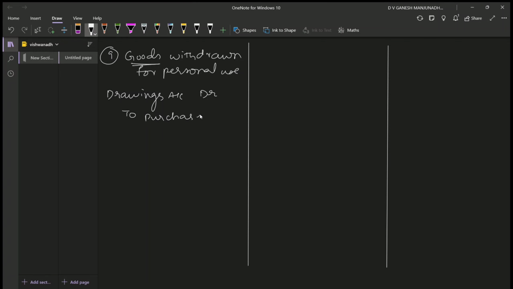When it is given as cash withdrawn for personal use, then we are going to write the entry drawings account debtor to cash. When it is withdrawn from the bank, we are going to write the entry drawings account debtor to bank. As we are withdrawing the goods, we are going to write the entry drawings account debtor to purchases. Okay, this is what: drawings account debtor to purchases account. So what would be the situation when it is given in adjustments?